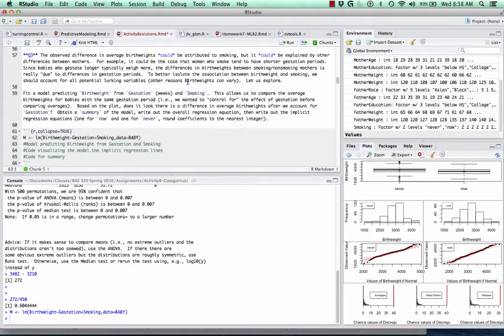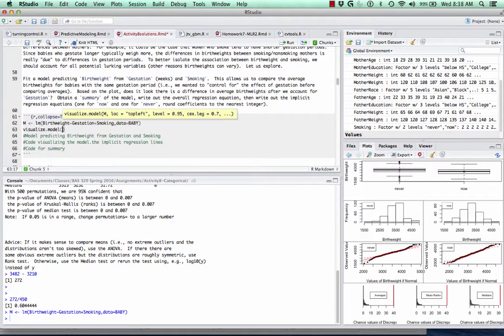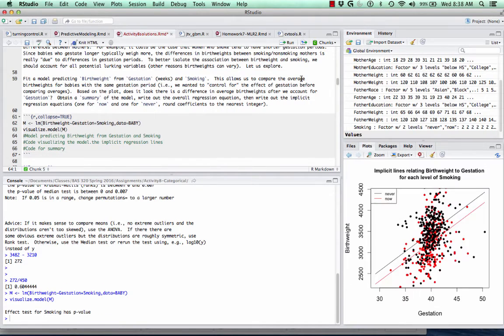And what we want to do is fit that model and then look at the results here. So we're going to look at the visualize model to see what the implicit regression equations are for each of these two levels. We know that behind the scenes, when we do have a linear regression with a categorical variable as a predictor, in effect, a separate regression line gets fit for each level. And so we can visualize them with just visualize model as long as we just have one quantitative predictor.